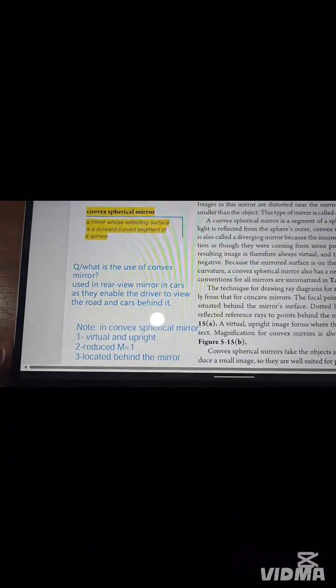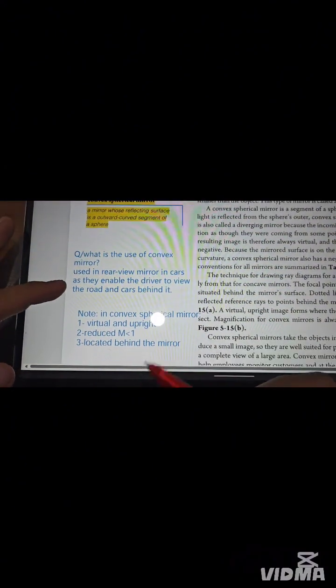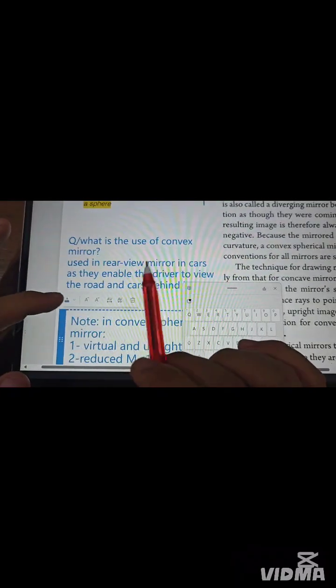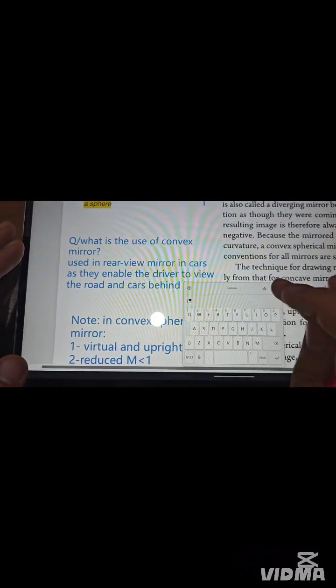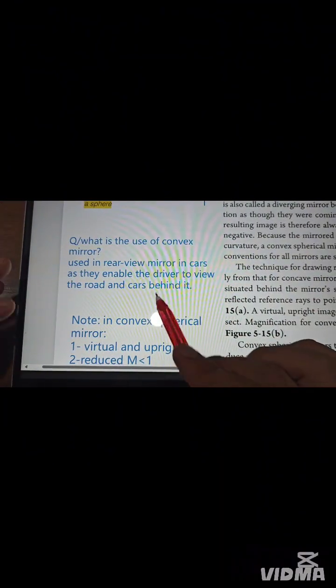Now we have one of the questions here. What is the use of convex? Why are we using a convex mirror, or what is the application of a convex mirror? It is used in rear view mirrors in cars, as they enable the driver to view the road and cars behind.